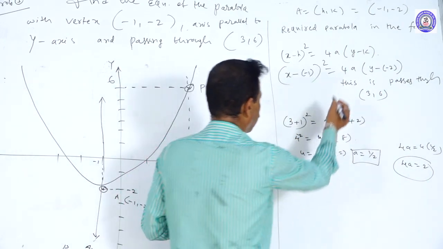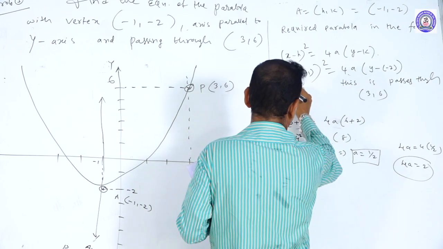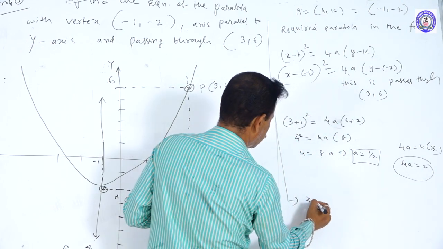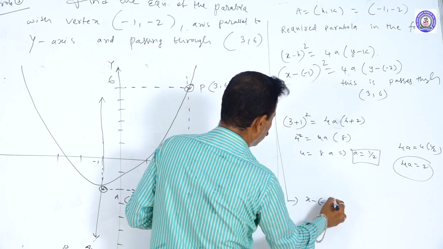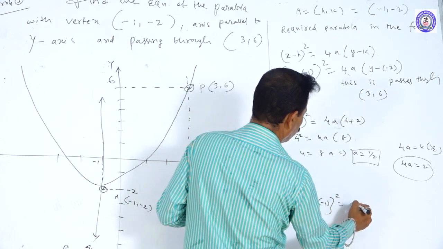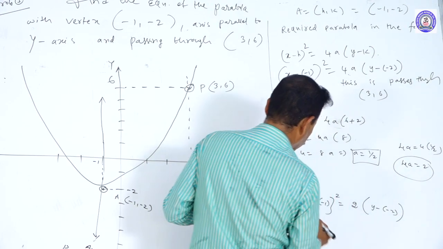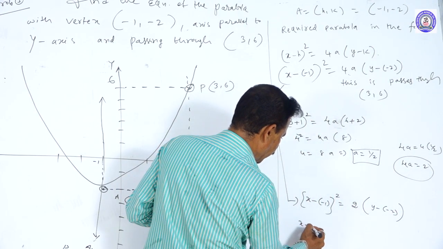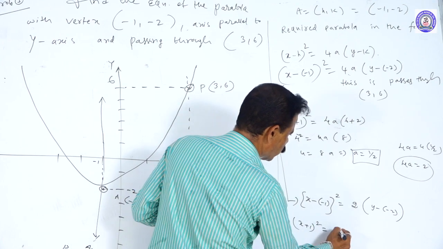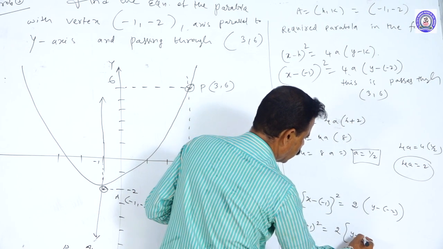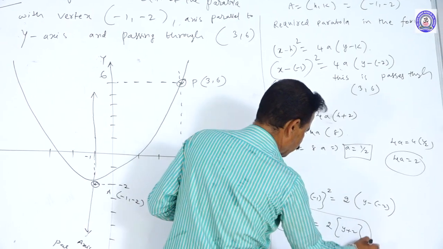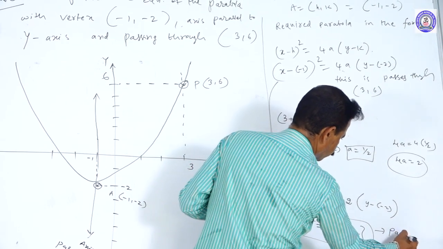We substitute in the equation here. (x minus of minus 1) whole square is equal to 4a, 4a is equal to 2, (y minus of minus 2). So on expansion, (x plus 1) whole square is equal to 2 into (y plus 2). This is the required equation of the parabola.